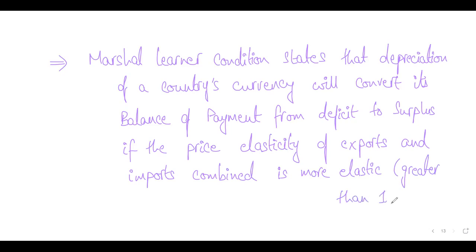Is this simple? Any confusion so far? Anything that's not clear? Right? PED greater than 1 for exports and imports together. Exactly, right? Arbab, does it make sense? So let's read this definition one more time.